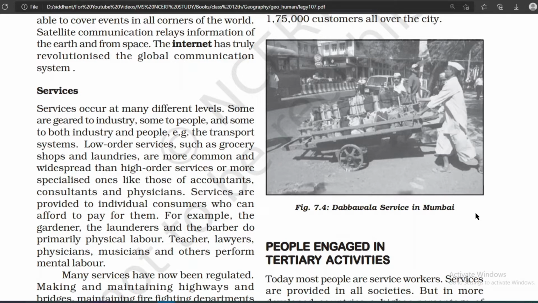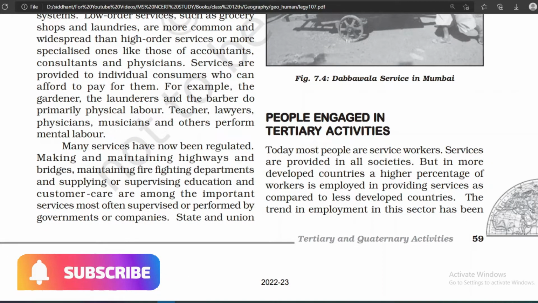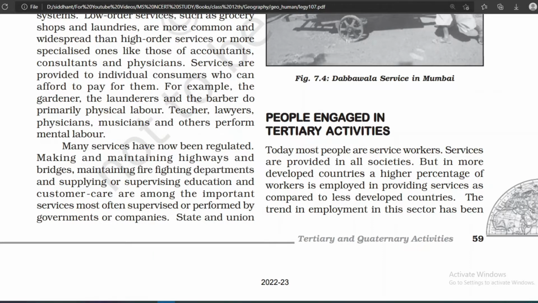Services are provided to individual consumers who can afford to pay for them. For example, the gardener, the launderer and the barber do primarily physical labor. Teachers, lawyers, physicians, musicians and others perform mental labor. Many services have to be regulated. Making and maintaining highways and bridges, maintaining firefighting departments and supplying or supervising education and customer care are among the important services most often supervised or performed by government or a company.